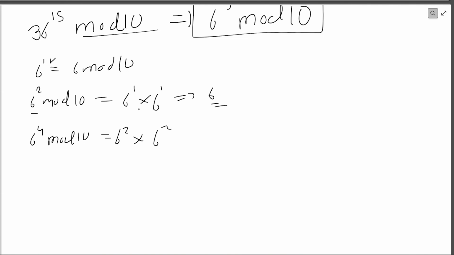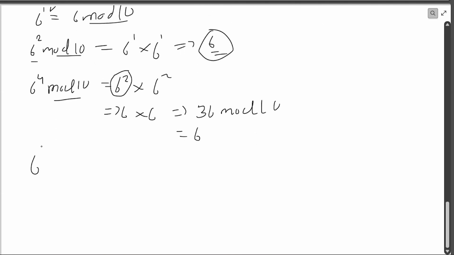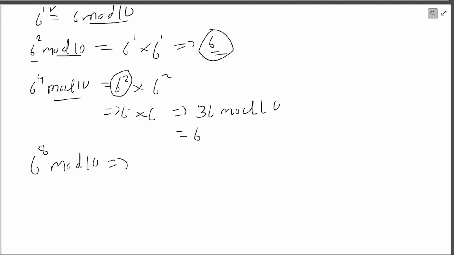mod 10 always. I'm not writing mod 10 again and again for the sake of simplicity, but just remember that everything we are doing is mod 10. So since we know that 6 raised to 2 mod 10 is 6, we can just do 6 into 6. So this simplifies to 6 into 6, which again gives us 36 mod 10, which again gives you 6. Similarly, for 6 raised to 8, you have mod 10. Now, again, you could do it the previous way. You could take 6 raised to 4 into 6 raised to 4, which you know is 6. Then you do 6 times 6, 36, again get to 6.